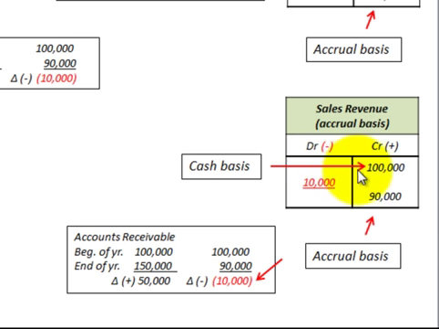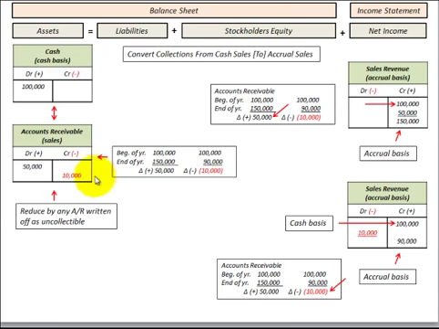Now if we compare it to the cash basis here, a credit amount of $100,000 for the year less this debit here of $10,000, our balancing entry here would be $90,000, and that would be our accrual basis. So what we've done here is we've reduced our accounts receivable, and we also reduced our sales revenue by that same amount here for calculating our accrual basis.